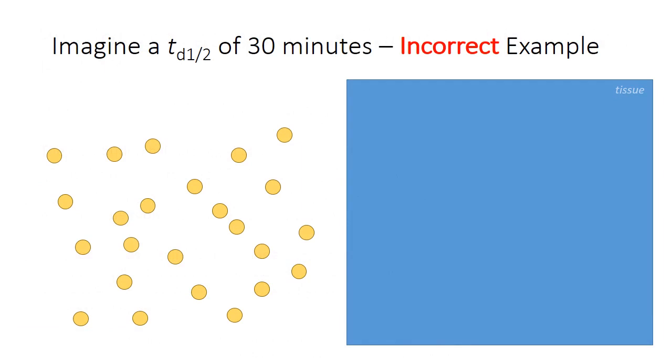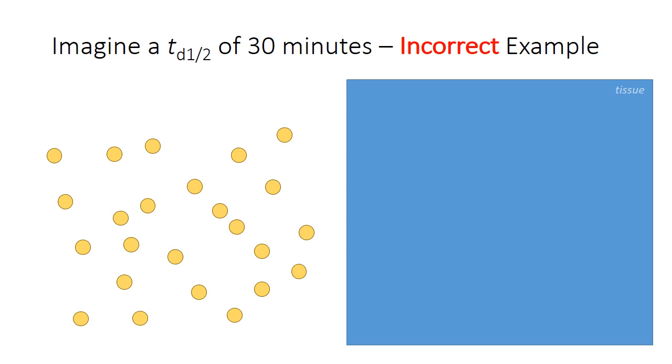So this slide and the next slide are meant to show you, first the incorrect and then the correct way of looking at a half-life for distribution. Half-life is always a percent. So if we had a half-life of 30 minutes, okay, what that means is that in 30 minutes we should have 50% of drug distribution.